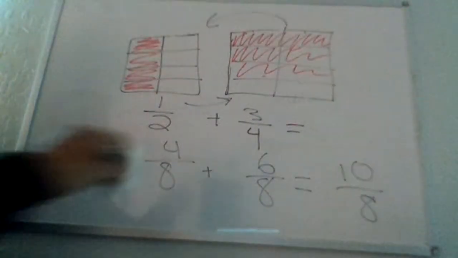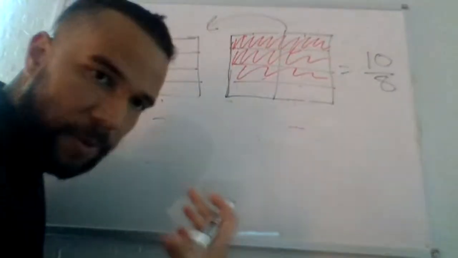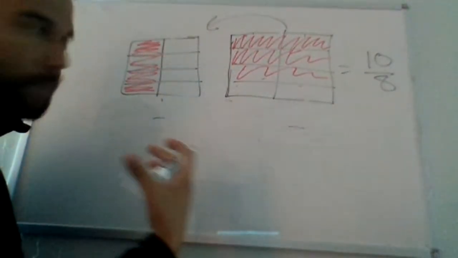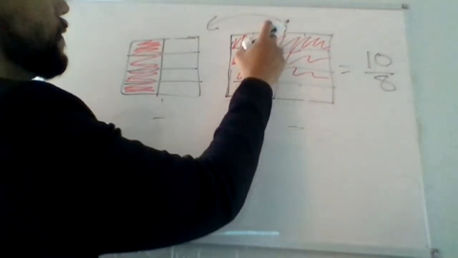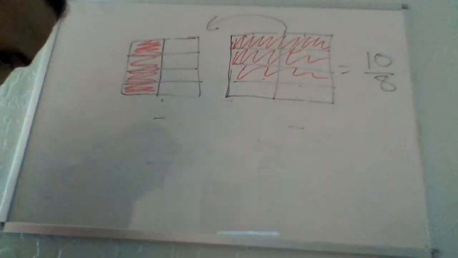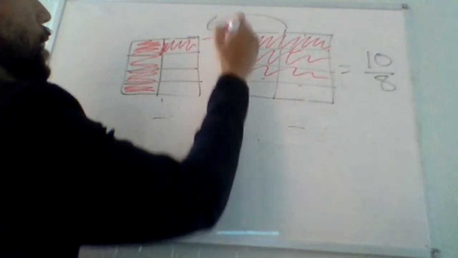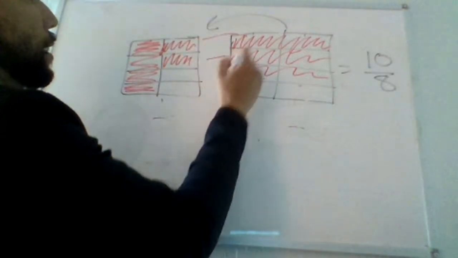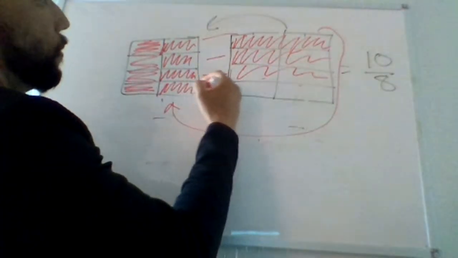So let's erase all of this. We know the answer is 10/8. So we know this all equals 10/8. So this is going to help you understand what an improper fraction is, right? So if I brought over all of my shaded portions to one model, so I'm going to move this one over, I'm going to move this one over, I'm going to move this one over, and I'm going to move this one over. Well, what am I left with now?